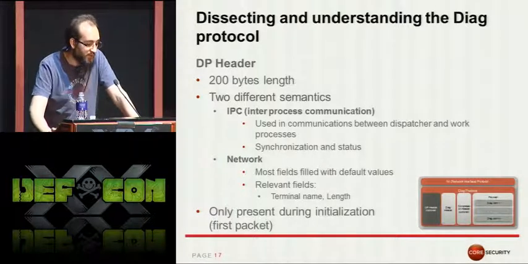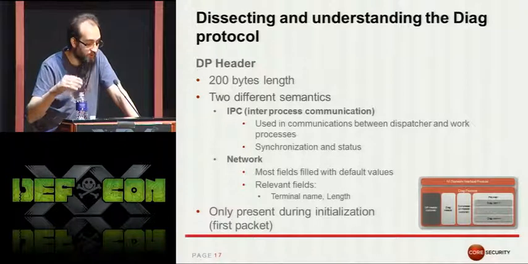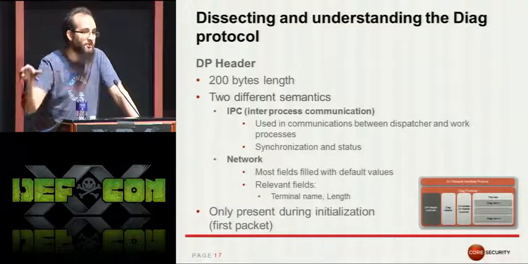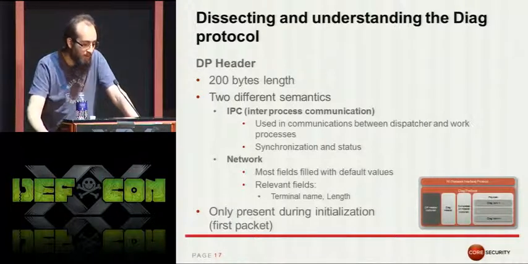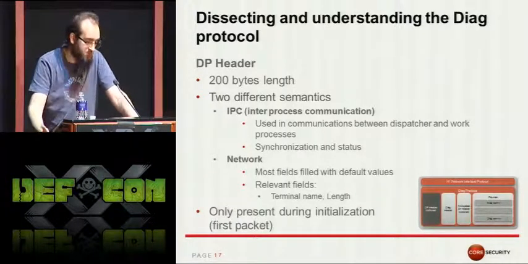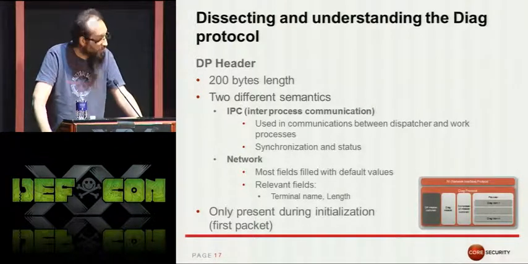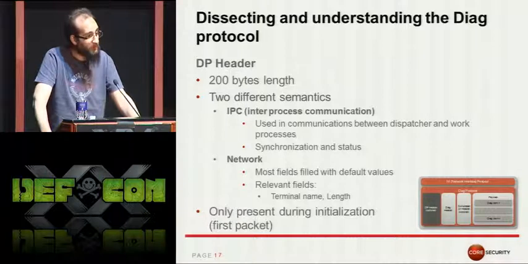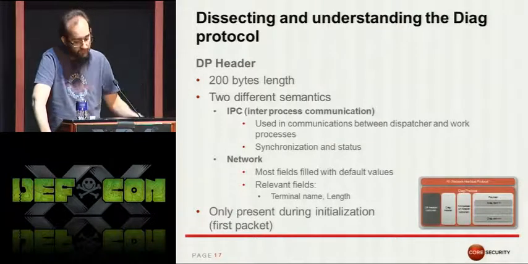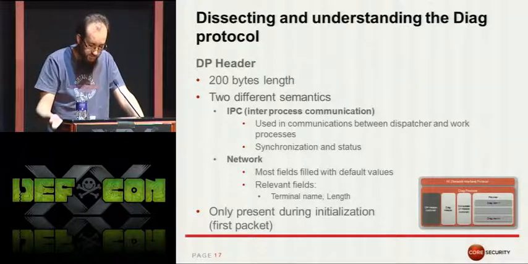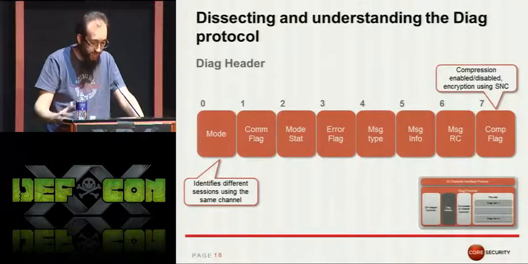From an internal perspective, it's used for inter-process communications between the dispatcher service and all the different work processes. And from a network perspective, which is the relevant one for this talk, most of the fields are filled with default values, and there are only two relevant fields: a terminal name and a length field, which is the length of the remainder of the packet. So let's move on to the DIAG header.